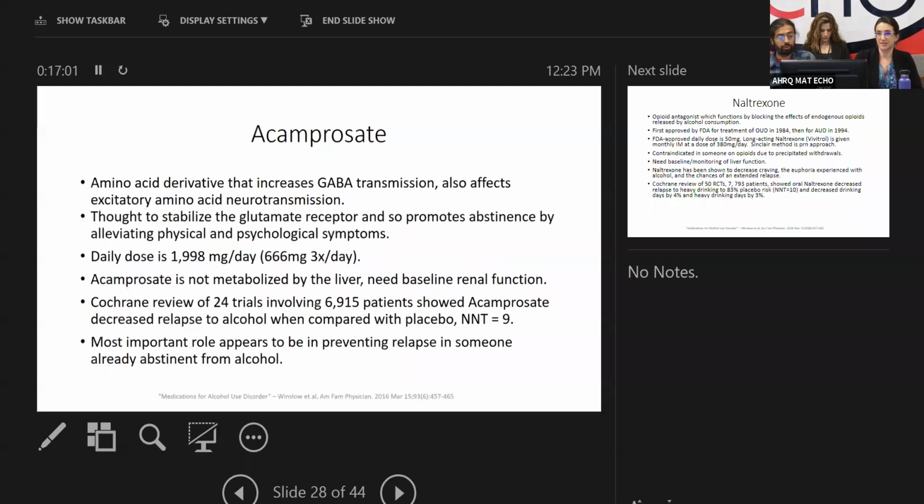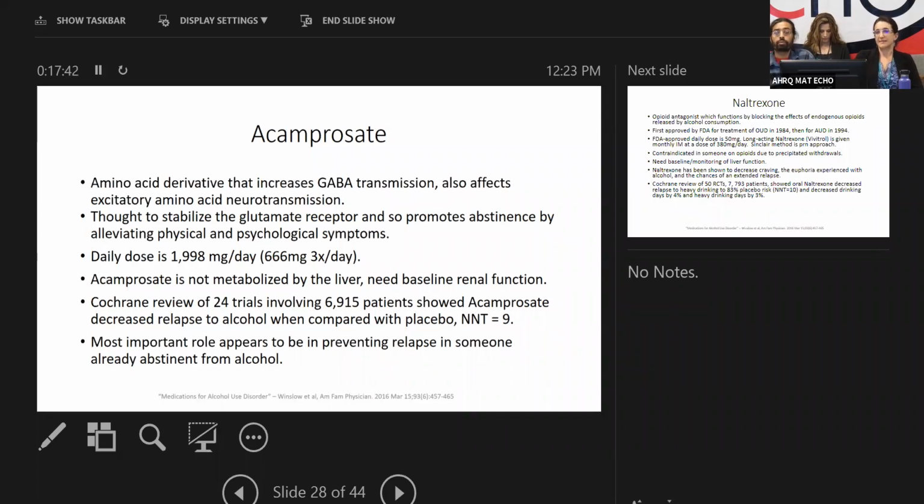So the next medication is acamprosate, and this is an amino acid derivative. It works in different ways, probably most by increasing GABA transmission. It's thought to stabilize the glutamate receptor, and so also helps in terms of alleviating some of the physical symptoms of alcohol withdrawal and craving. The daily dose is a little bit difficult to take because it's supposed to be given 3 times a day, and 2 pills 3 times a day for that total of 666 milligrams. For folks who have a hard time with that dosing regimen, the total dose could be split into twice daily dosing.